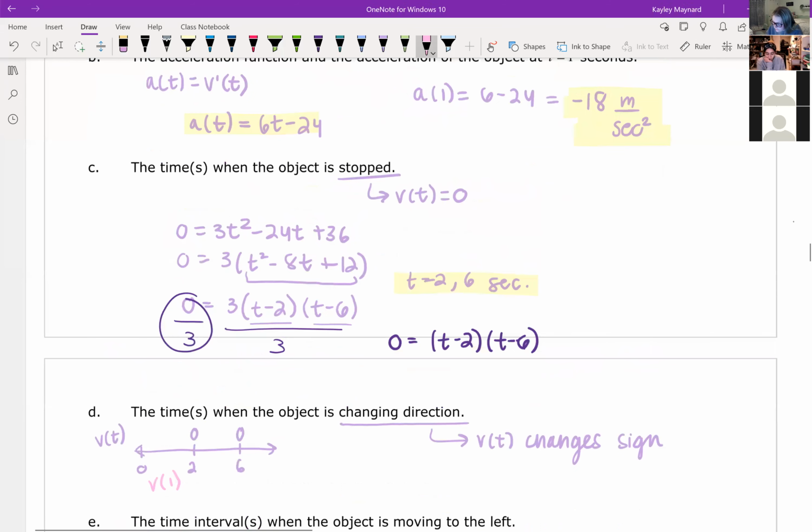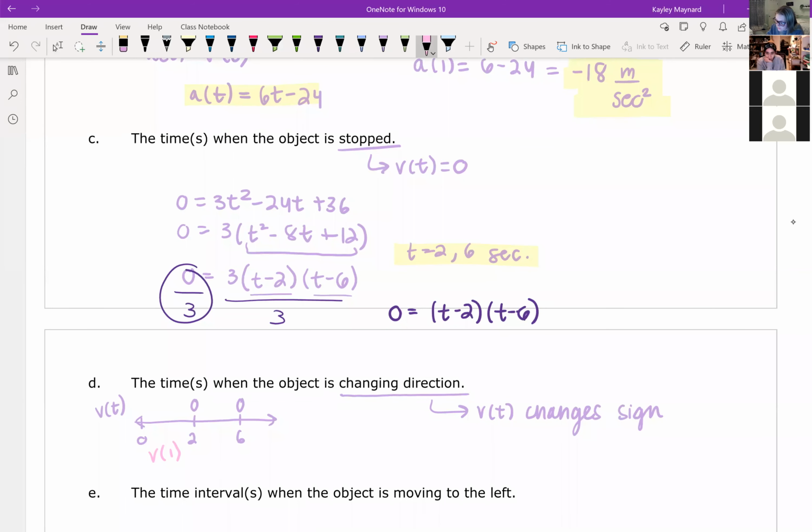What was v of t? v of t is, I'm going to write down the factored version because that's a little nicer. So v of t is 3 times (t minus 2) times (t minus 6). Okay, so if I plug in 1 to this, I get 3 times -1 times -5, which is going to be a positive number. So I write a positive here. You don't care about what the number is, you just care if it's positive or negative.